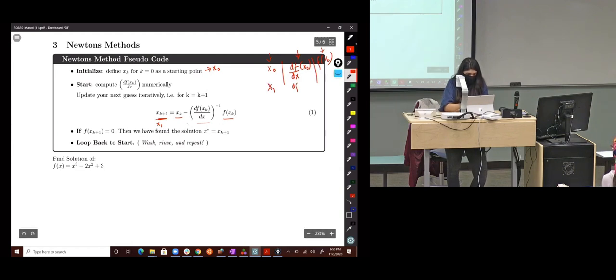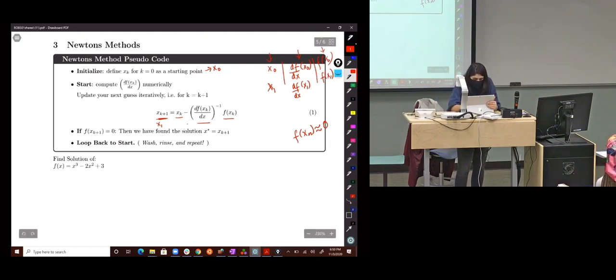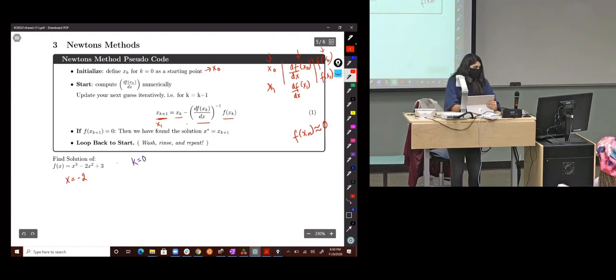From x1, again, you have df by dx of x1, and you have f of x1. And you keep going until f of xn is approximately 0. So let's do it by ourselves. For k equals 0, for this function, my initial guess is, let's say, minus 2. We know the answer is around minus 1, right? Let's take minus 2, and that becomes your x naught.